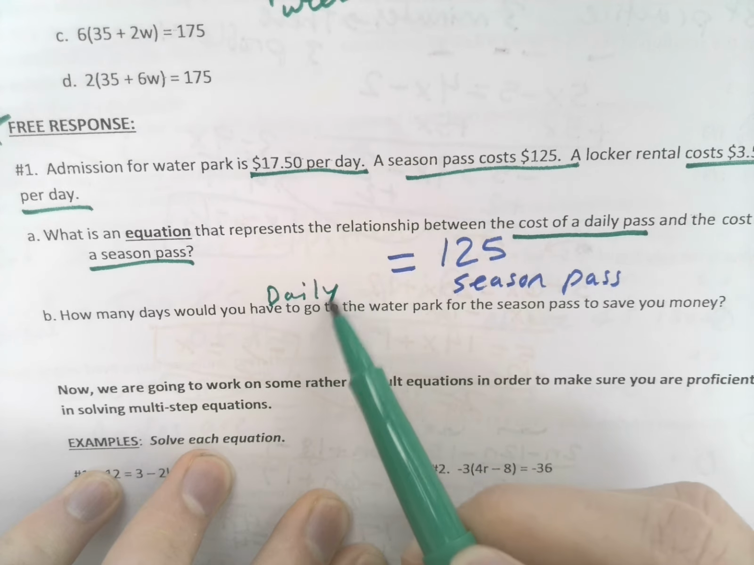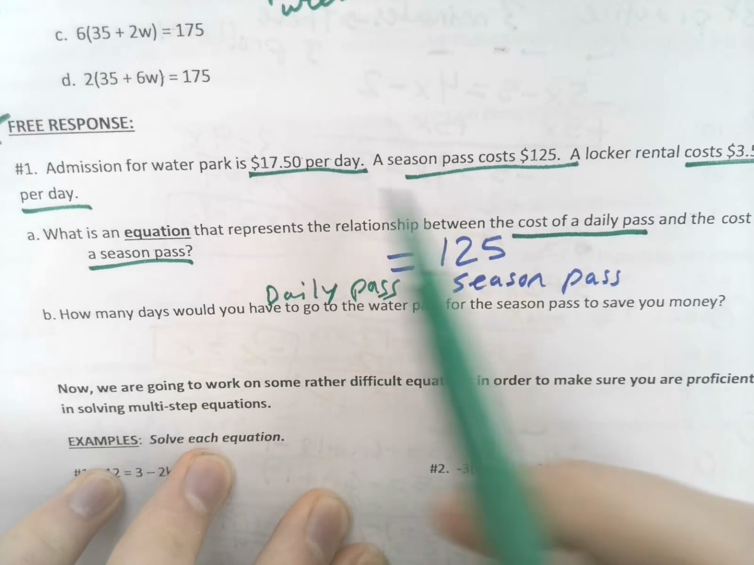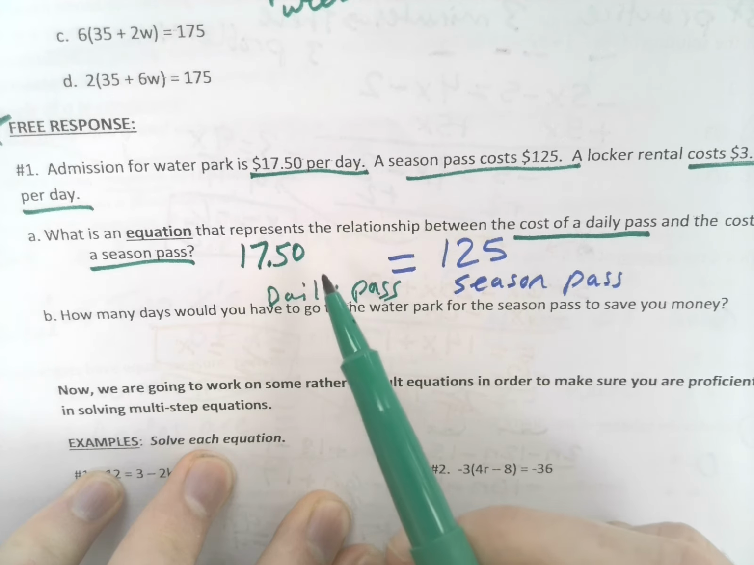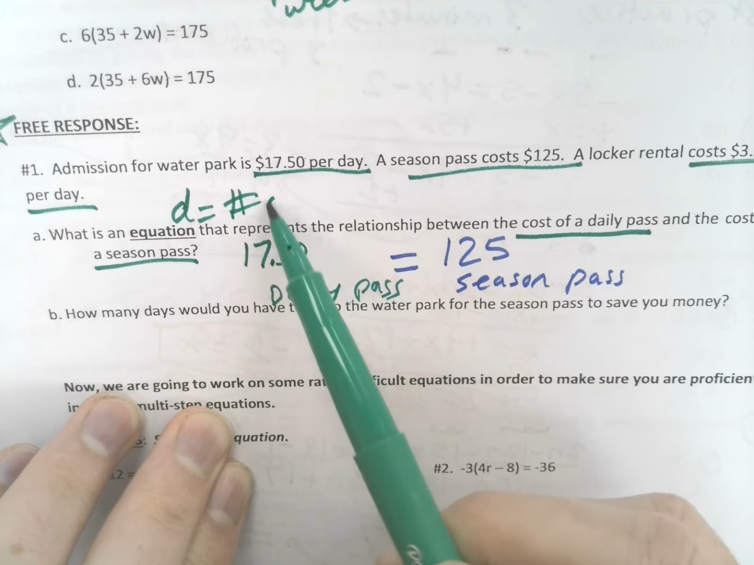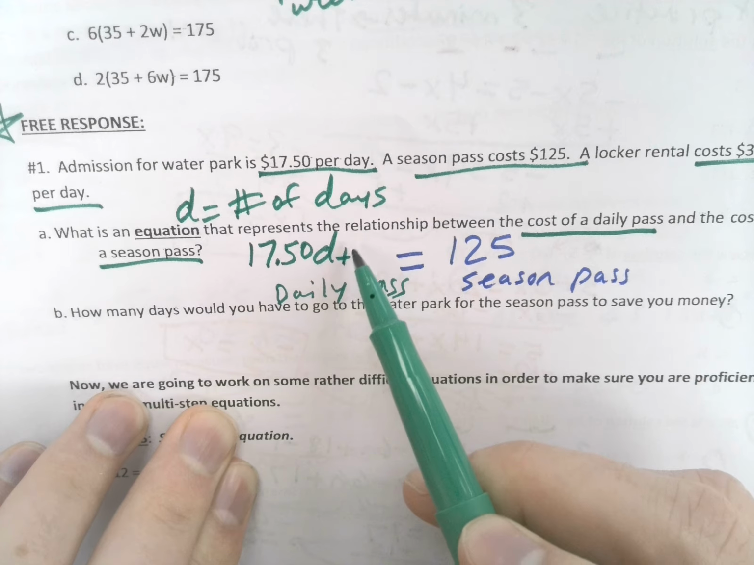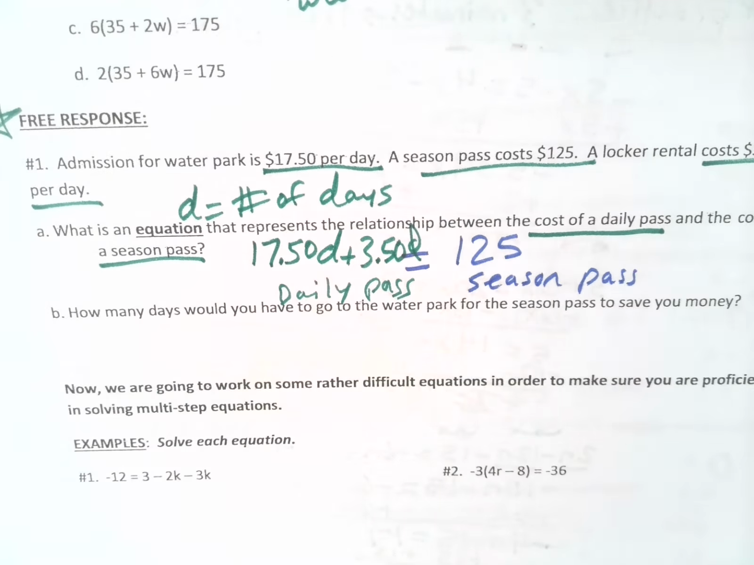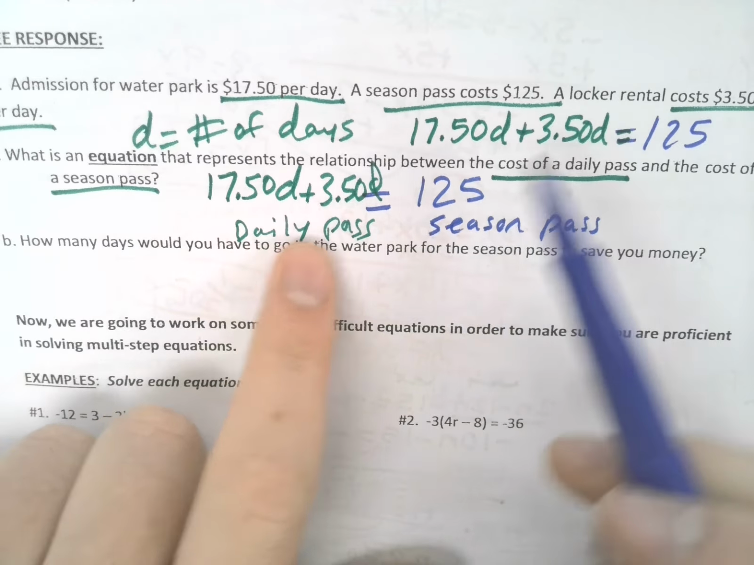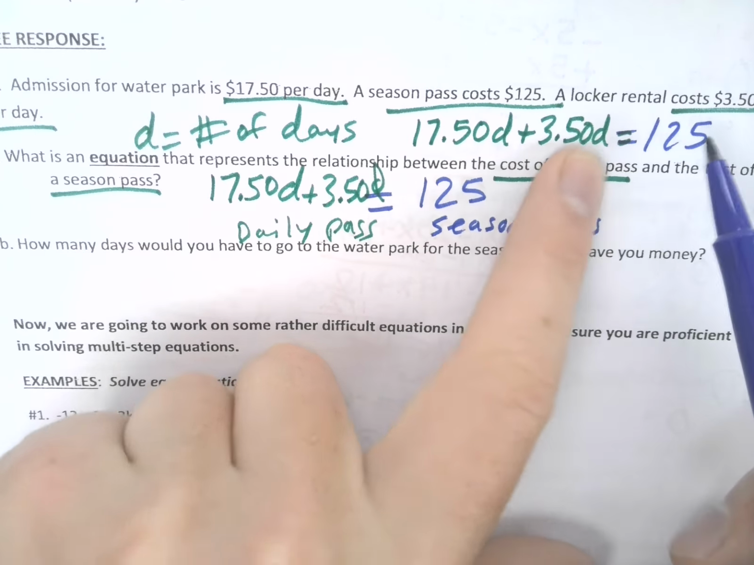Now, if we're going to compare that, on the other side, we have daily pass. So we know it is $17.50 per day. Let's use D to represent the number of days that we go. So 17.50D plus 3.50D. Oh, I did not give myself enough room here. I wrote it a little bit cleaner up here, guys. Sorry. So here is our daily pass versus the season pass.